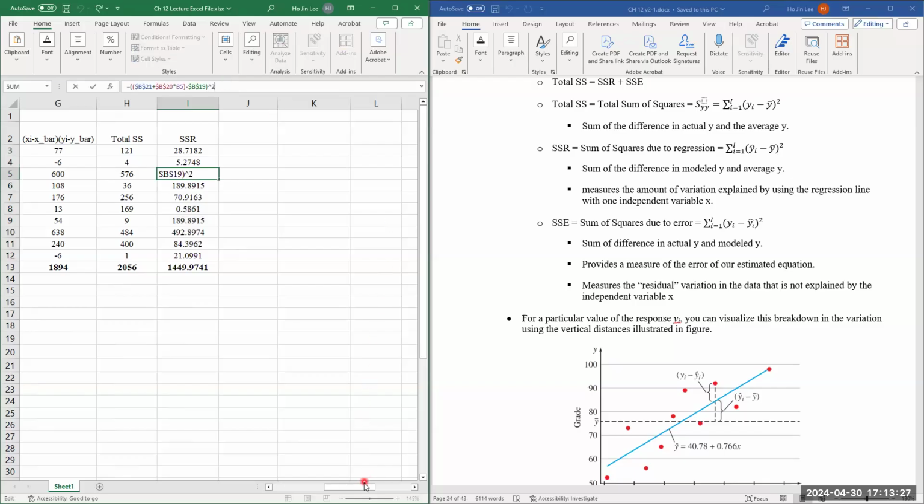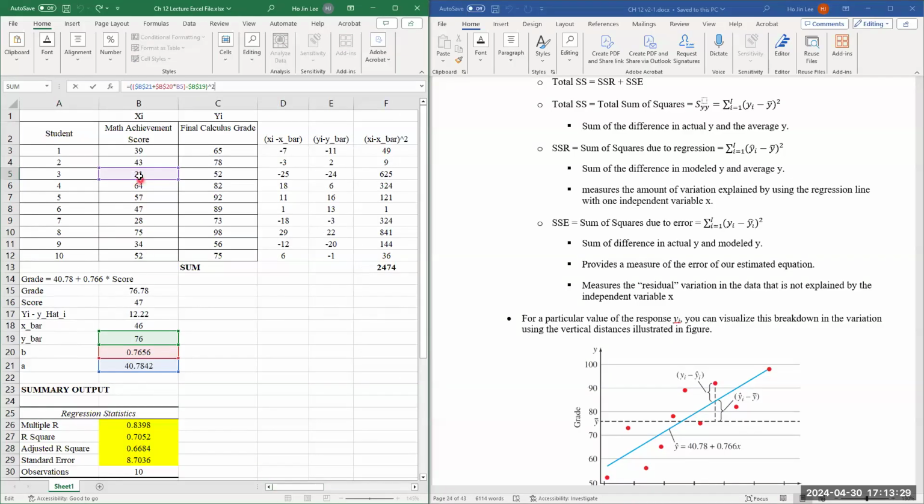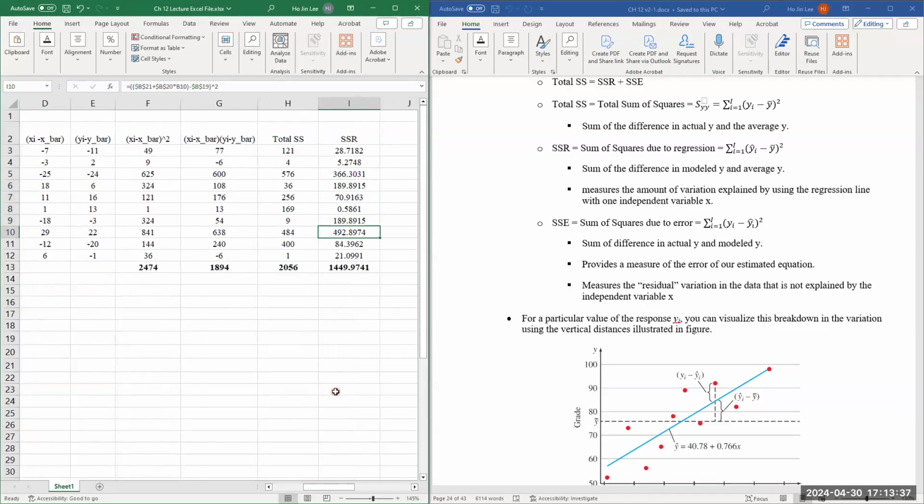Make sure we did it correctly. So this one doesn't need to be anchored. This one needs to be anchored, this and this. Looks like we did it correctly. So SSR should be this number.